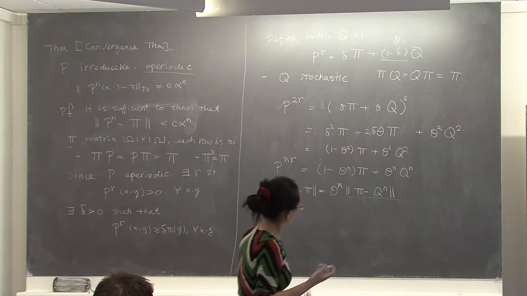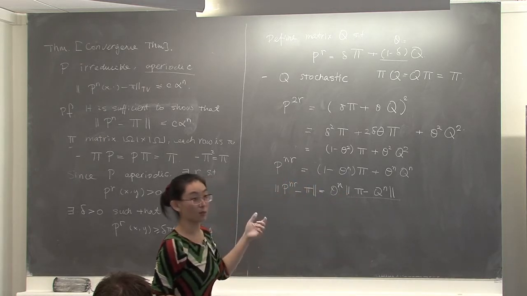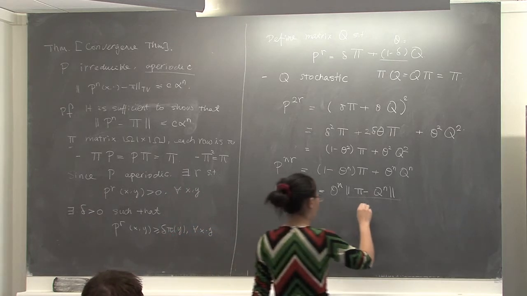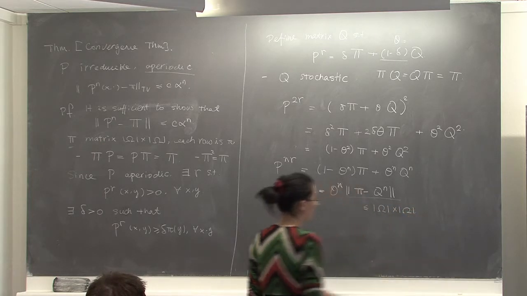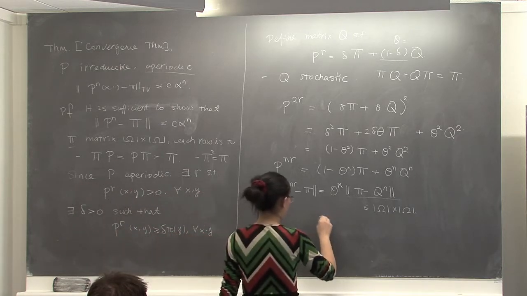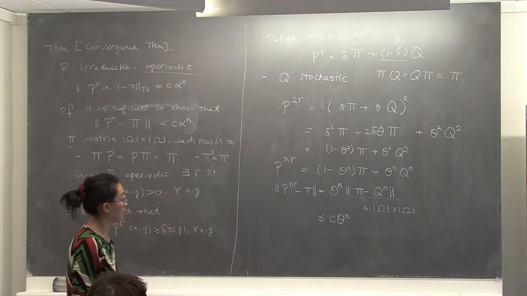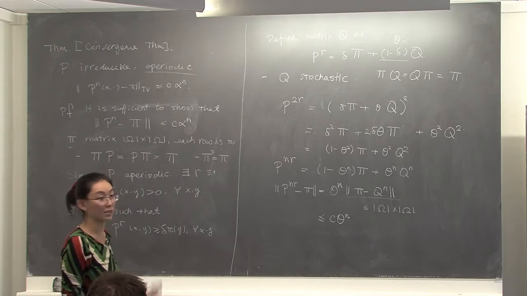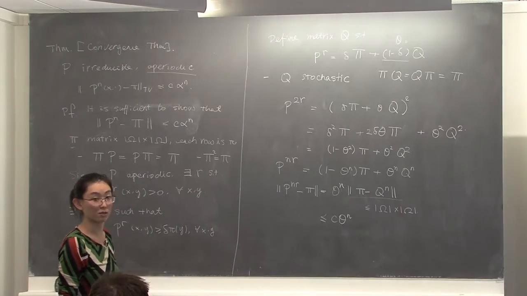In fact, each entry is bounded by 1, and the total number of entries is n by n, where n is the size of the state space. So this is bounded by a universal constant. So now we have already shown that the distance between P^(nr) and big pi is bounded by a constant times theta to the power n, so this decreases exponentially fast to 0.